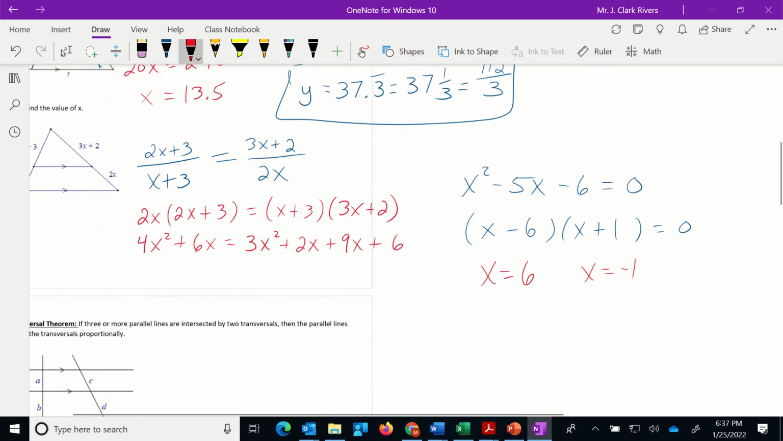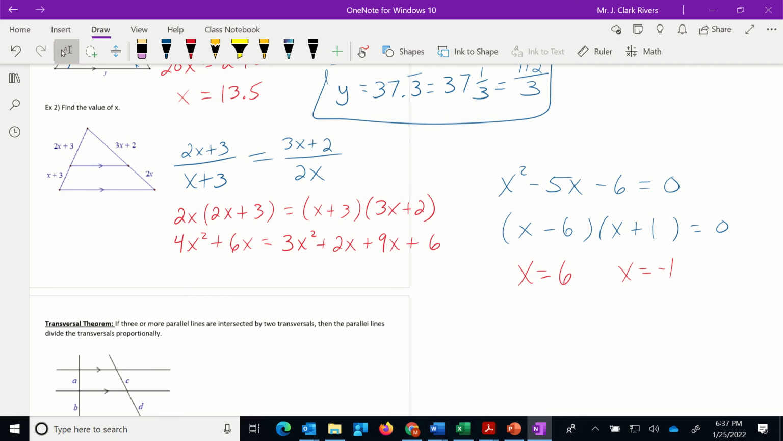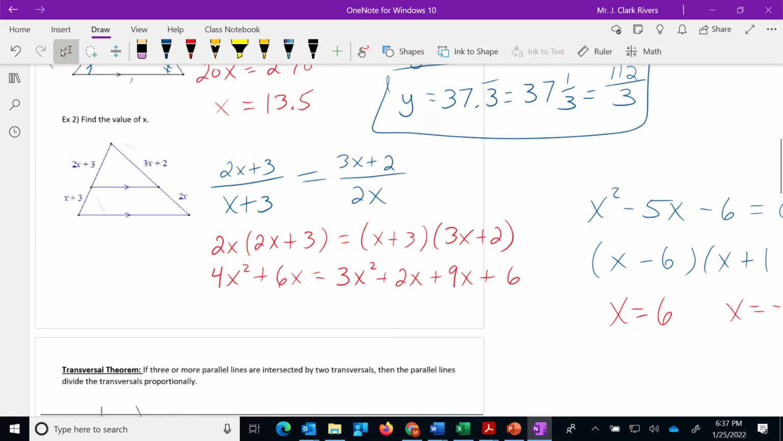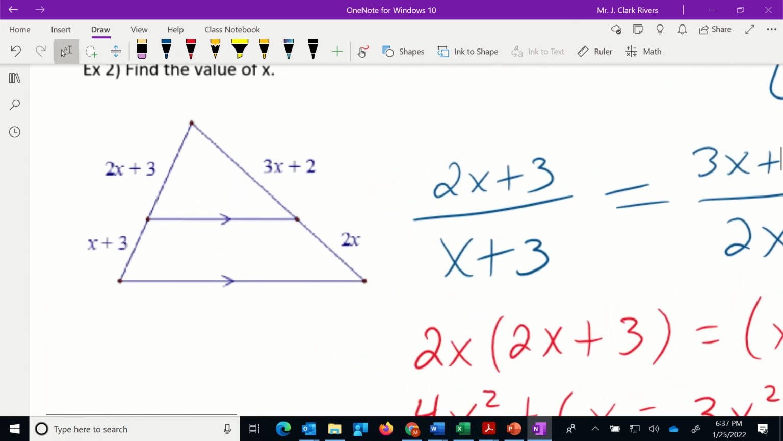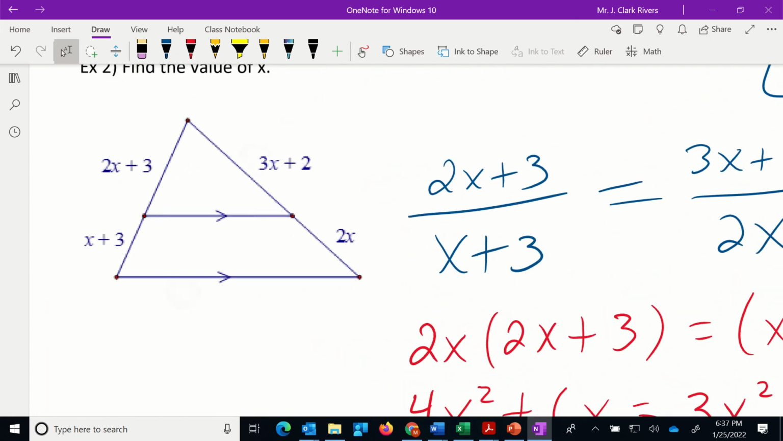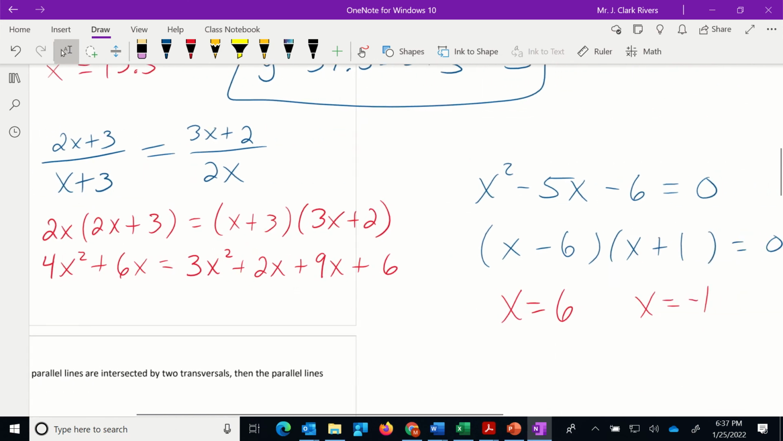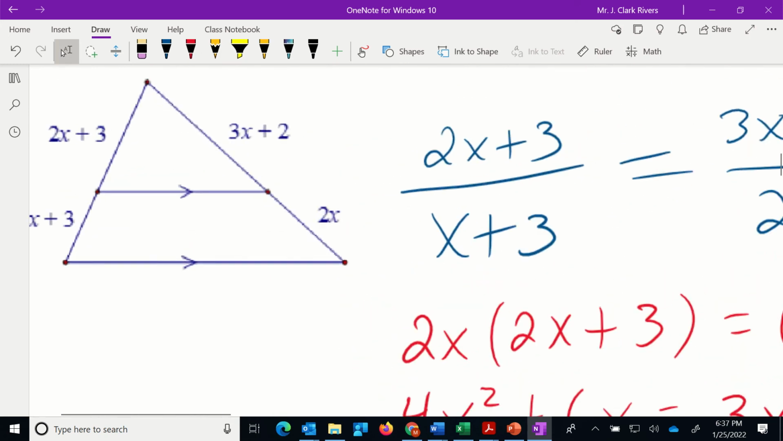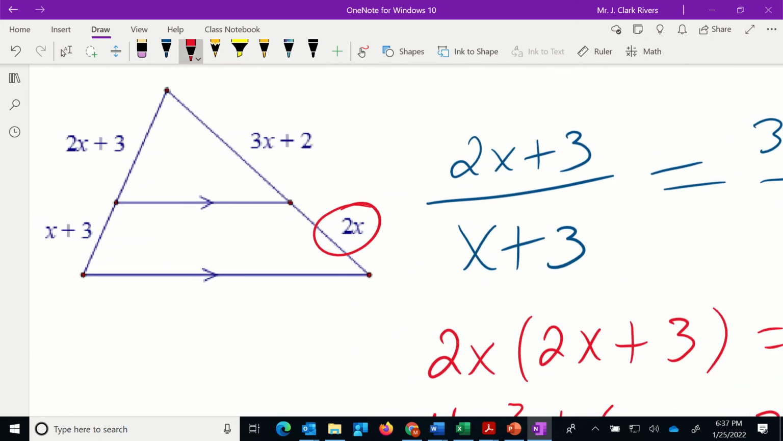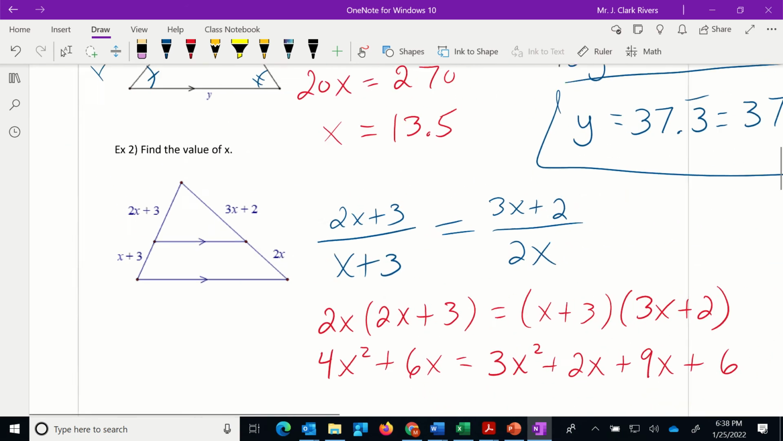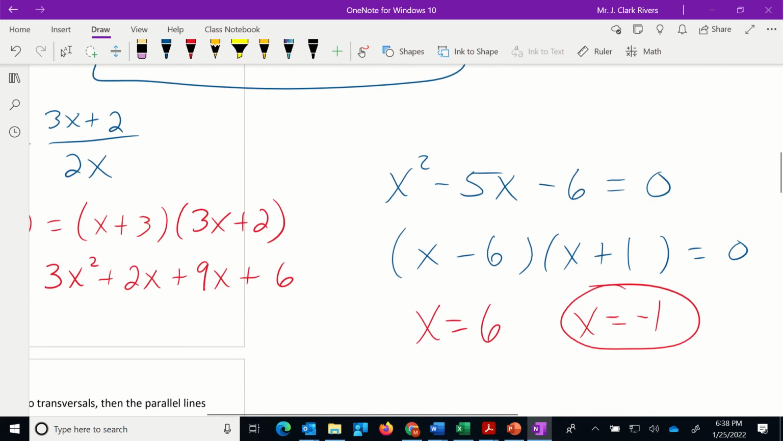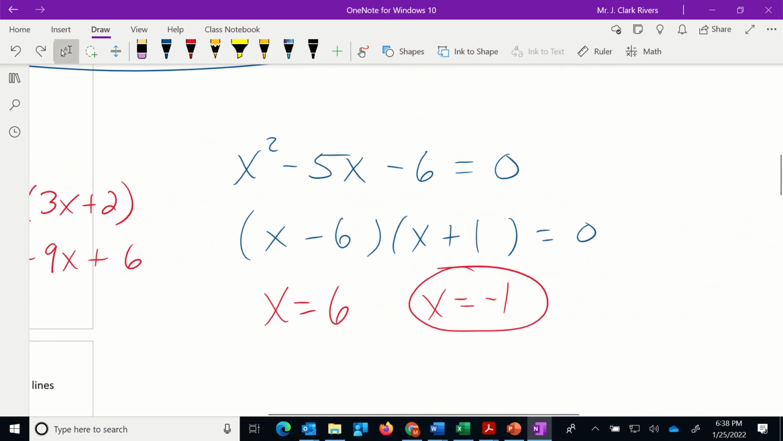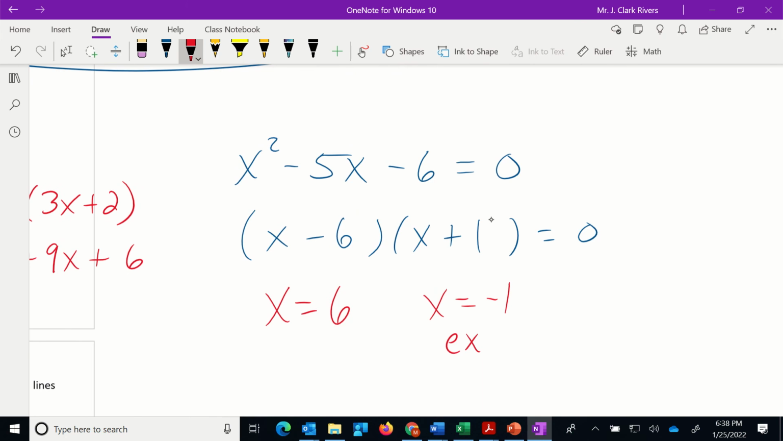Now think to yourself, do we need to test this for whether they are extraneous or not? What does x represent? Well, it's going to be a part of a side length of a triangle. So as I look at negative 1, I'm immediately suspicious of negative 1. Let's plug in negative 1 and see what happens. And right away I see here, 2 multiplied by negative 1, that's negative 2. So that's going to be extraneous. X cannot equal negative 1. So let me make a little note of this, and let's write the word extraneous.